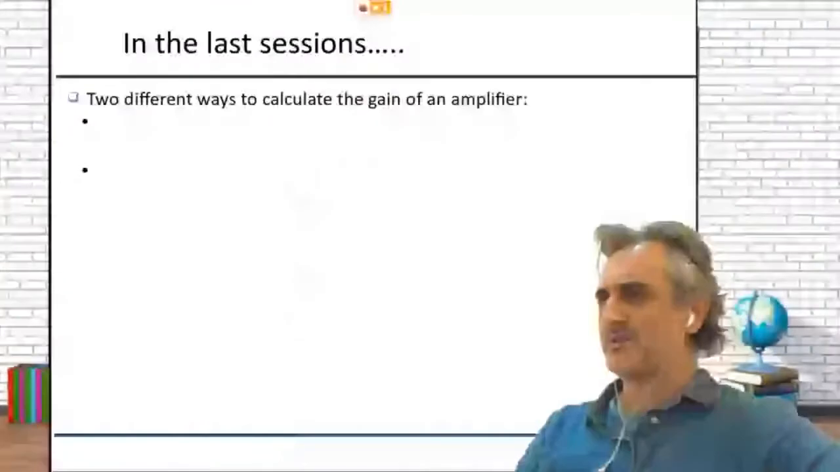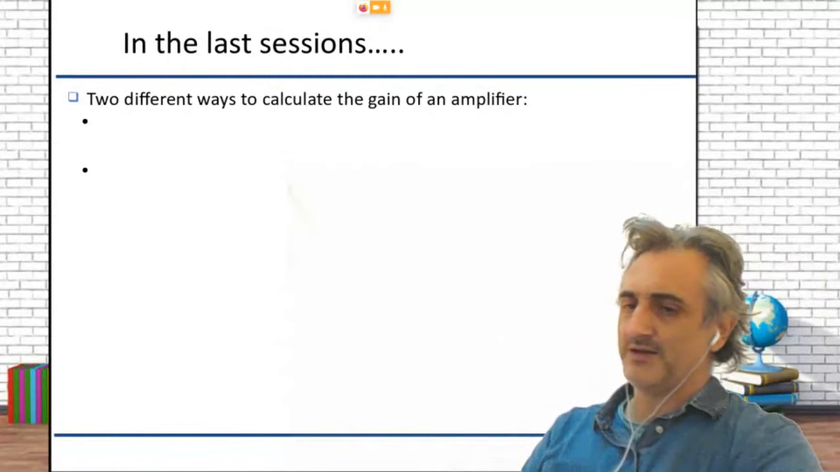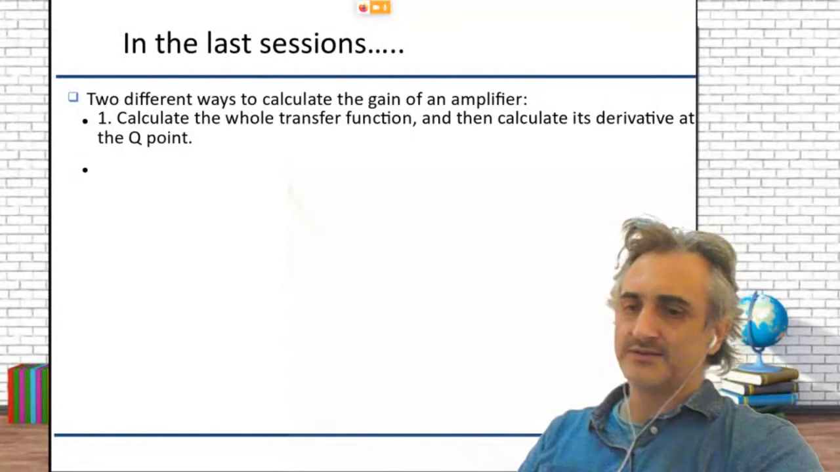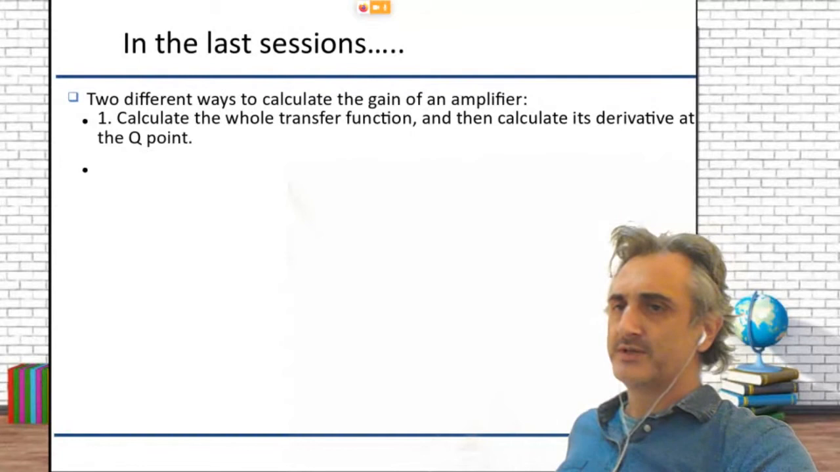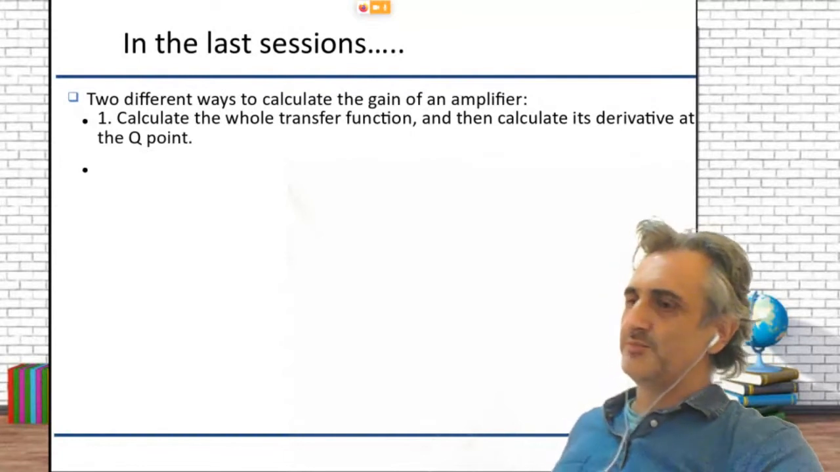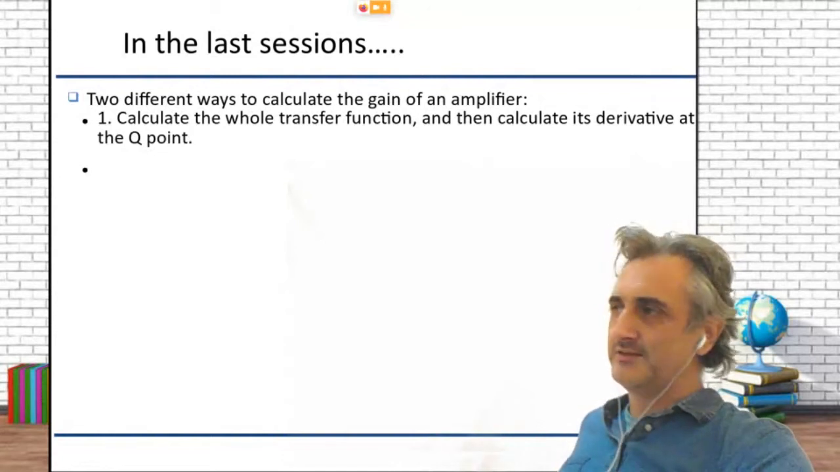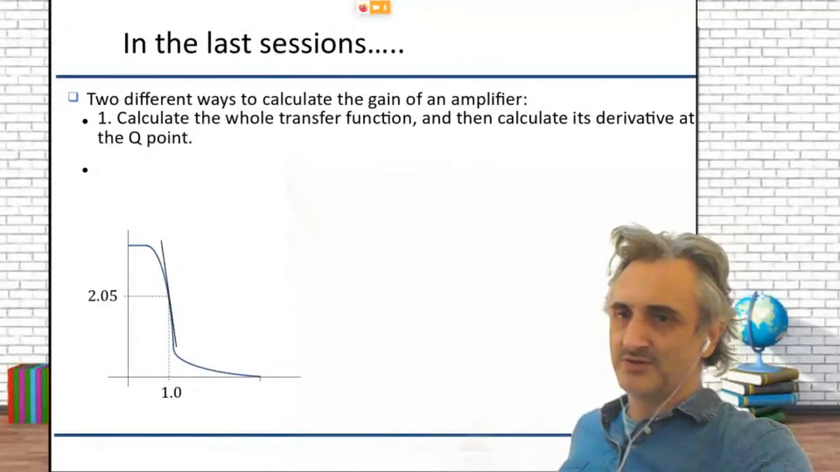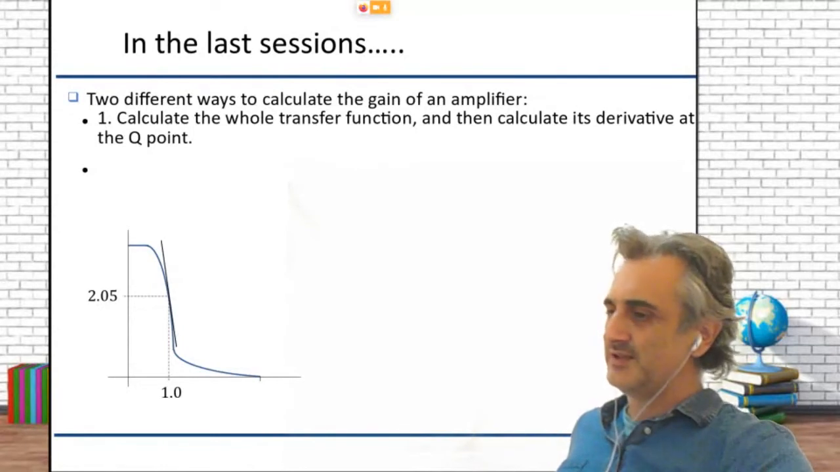Okay, so welcome to the class. This is the fourth session, if I don't remember it badly. In the last sessions, we have been seeing different ways to calculate the gain of an amplifier. In the first lessons, we saw that in order to calculate the gain of an amplifier, we can calculate the whole transfer function, and then by setting the Q point, the quiescent point, we calculate the derivative of the transfer function at this point, and we get the gain. Okay, so this is complex because calculating this transfer function using the large signal model is not easy.